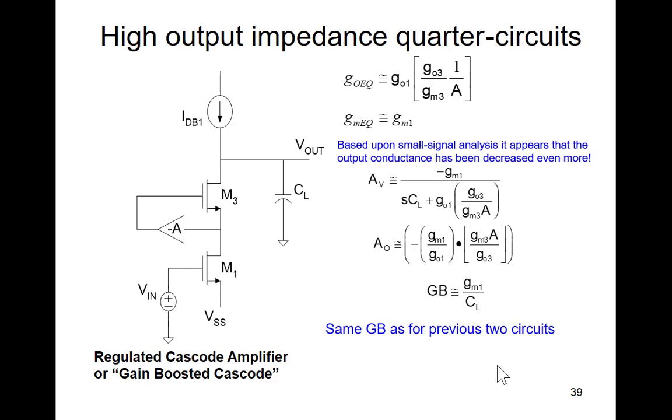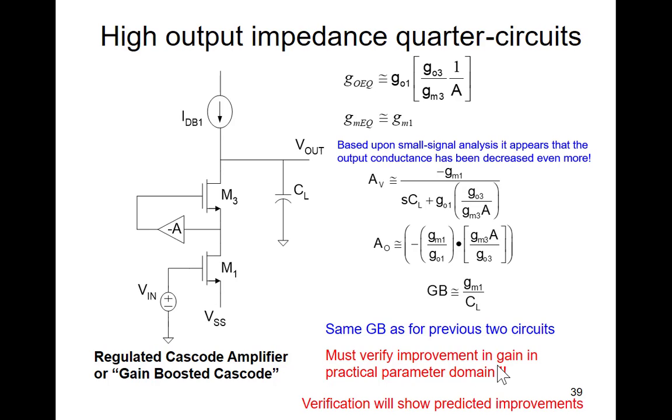The bandwidth decreased, the gain increased in such a way that GB stayed the same. Of course, we've got to be careful, because looking at things in the small signal parameter domain can sometimes fool you. If we compare things in the small signal domain, it may be the case that the powers are different or something else. So I'm not going to go back and look at what happens if we put in the practical parameters that we're ready to do.